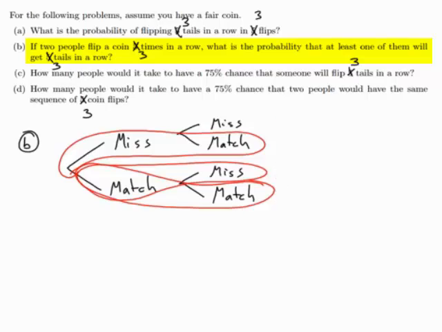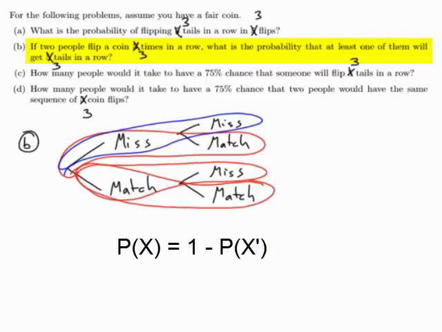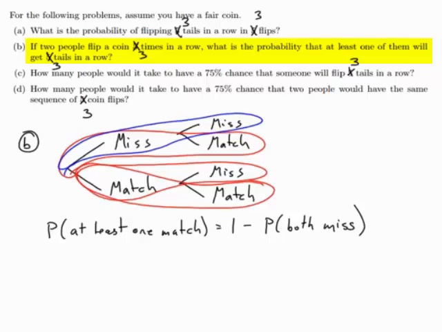In this situation, we can use the complement to help make our calculation go much more quickly. The probability of at least one person matching is 1 minus the probability of both people missing. And so now we have to think about the probability tree and determine the probability that each person misses. We know from the previous problem that there is a 1/8 chance of a person getting 3 tails in a row in 3 coin flips. This means that there's a 7/8 chance that a person will not get 3 tails in a row. So a 7/8 there and a 7/8 there.